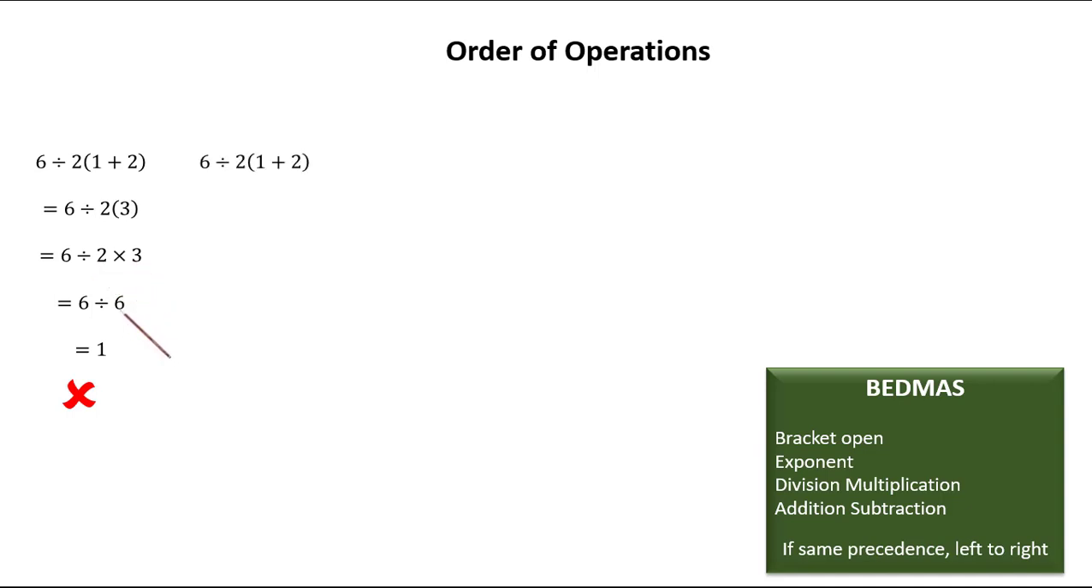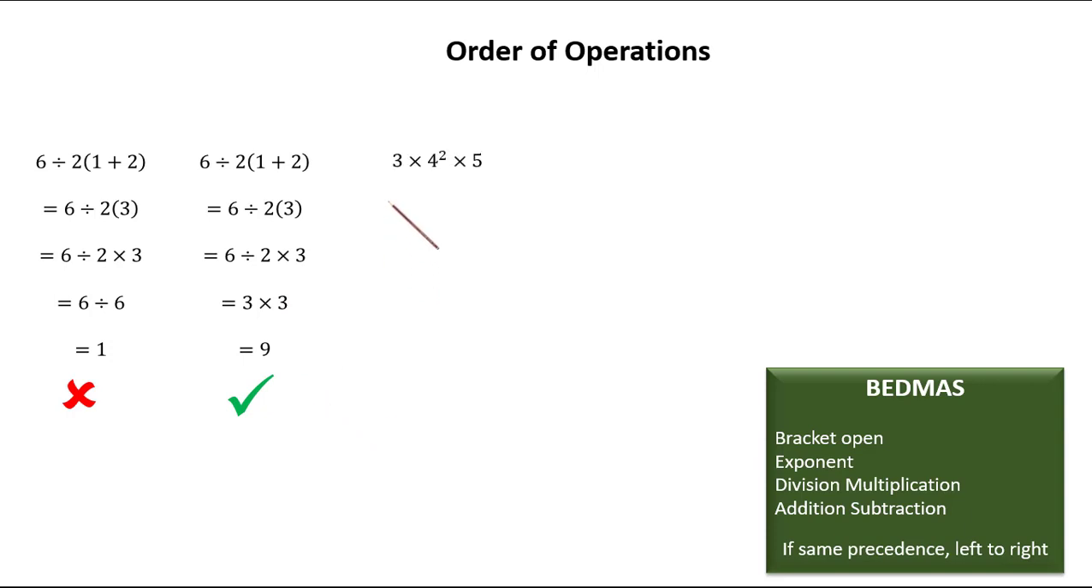So the correct way of solving this is, first open the bracket. 1 plus 2 is 3. First divide 6 and 2. Go from left to right if you have the same precedence. So 6 divided by 2 is 3, and 3 threes is 9. Now this is correct.